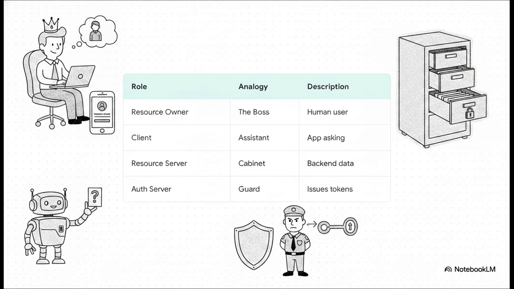Then we have the resource server. This is the filing cabinet. It's the backend database that's actually holding your protected data, and it demands a valid token before it opens up. And finally, the authorization server. This is the security guard. It's the central engine that verifies your identity and actually issues those valet keys to the client.